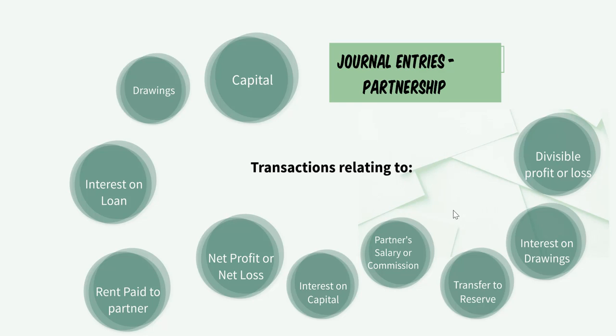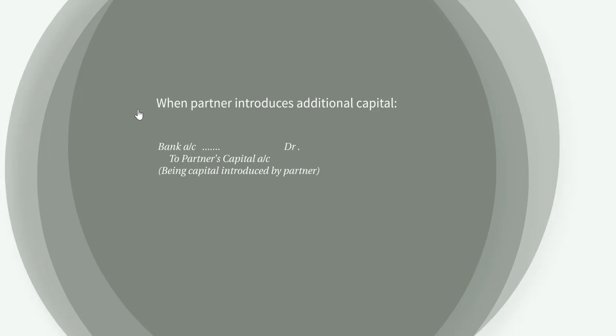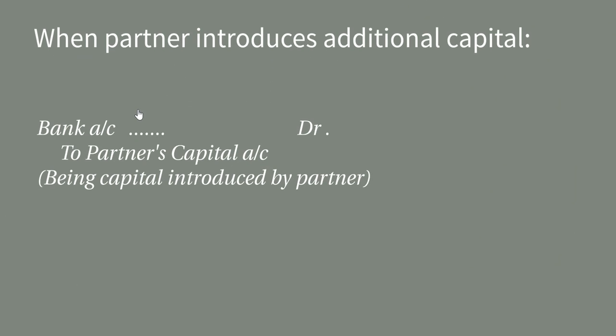So let's begin with the head capital. There are two journal entries associated with this head. One is for additional capital introduced and the second is for withdrawal of capital. The journal entry for additional capital introduced: Bank account debit to partner's capital account, being capital introduced by the partner. Remember, irrespective of whether the fixed method or the fluctuating capital method is being followed, the additional capital introduced is always credited to the partner's capital account.